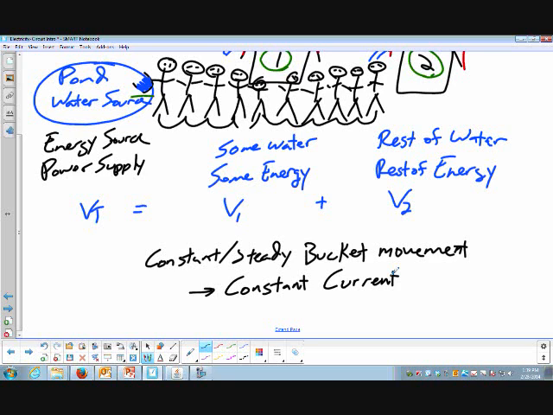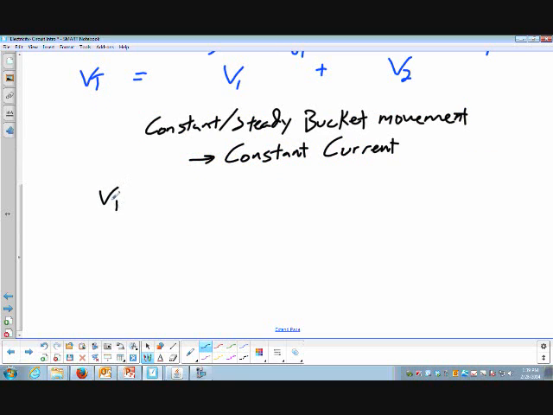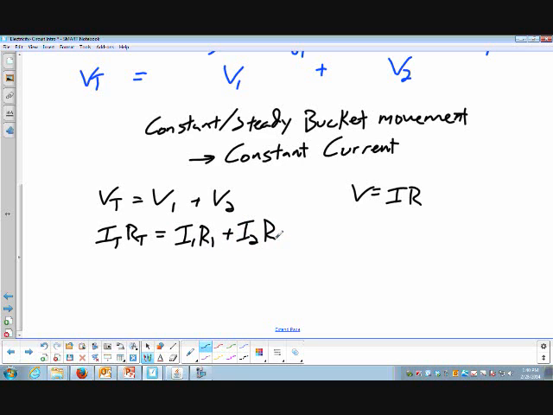Now, let's do this real quick. I've got this expression that my total voltage is equal to V1 plus V2. Let's go ahead and apply, in this case, Ohm's law. V equals IR. And so where I have total voltage, I'm going to plug in IR. If I'm talking about total voltage, I'm talking about total current times my overall resistance. That is equal to current through resistor 1 times R1 plus current through resistor 2 times R2. I said we have a constant current, which means the current throughout the entire circuit is the same, which means my total current is equal to my current through resistor 1, which is equal to my current through resistor 2. That's one of the characteristics of a series circuit.